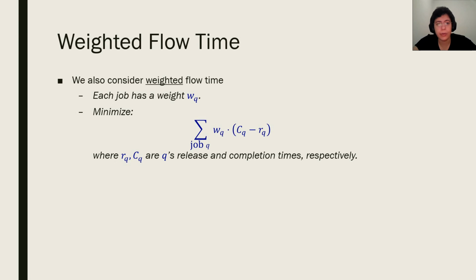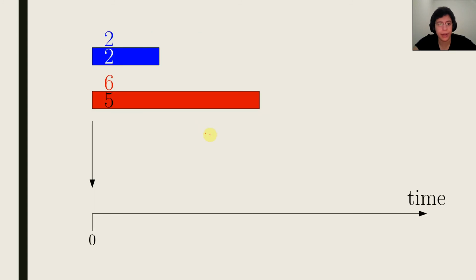We also consider weighted flow time. In weighted flow time, each job has some weight, and we would like to minimize the weighted sum of the flow times of jobs, that is, the completion time of the job minus the release time. So here's the same example as before, but now we also have weights for the jobs.